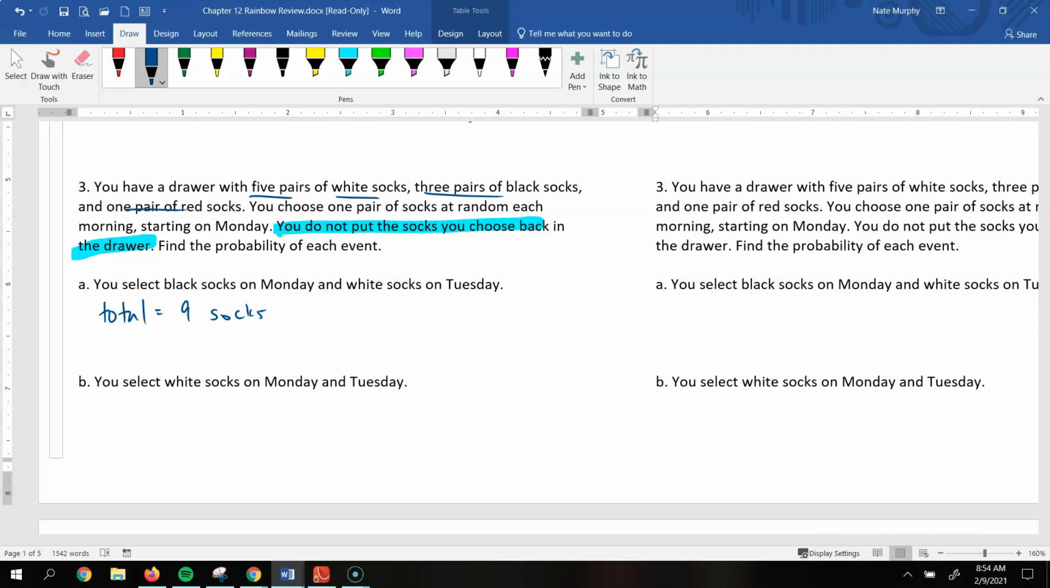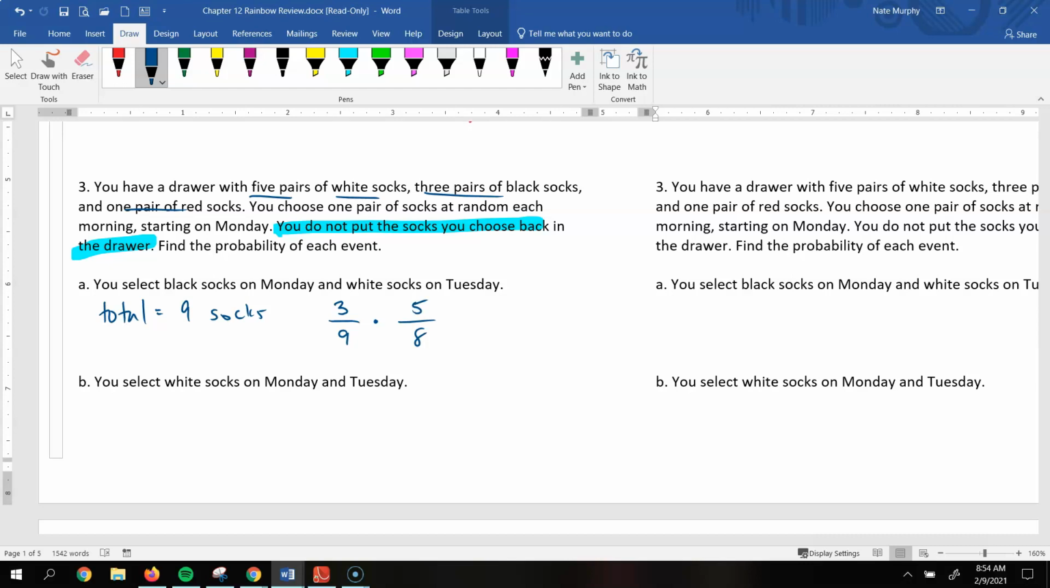So we want to find the probability that we select black socks on Monday. Okay, so there's 3 pairs of black socks. So we have a 3 in 9 chance of selecting black socks on Monday. But remember, we're not going to put those socks away, because they're dirty, so we threw them in the dirty laundry. So now there's not 9 socks on the second day to choose from. There's only 8 socks to choose from on the second day. And we want to find the probability that on the second day we would draw white socks on Tuesday. And so there's 5 pairs of white socks to choose from, so we'd have a 5 in 8 chance of that happening.